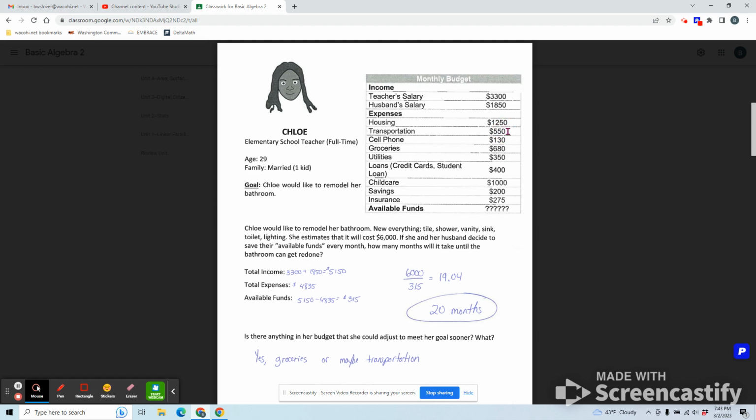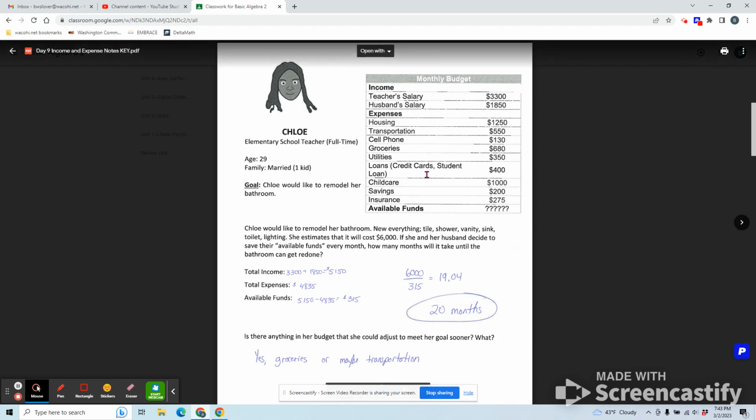Maybe transportation, $550 a month seems excessive, but we don't have enough information. Maybe they live really far from their work. It costs a lot in gas. Maybe they can work on trying to carpool with someone. Or maybe if they work close, they can walk or take public transit. Okay, so there's 2 different ways that they could change their monthly budget.